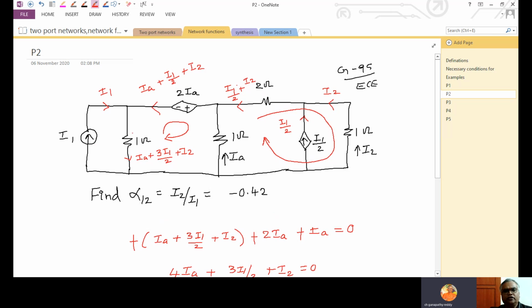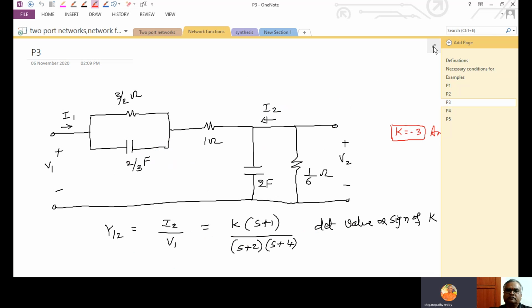So like this, any question they can ask: I2 by I1, V2 by V1, V1 by I1, V2 by I2, and so on. So any one of the network functions they can ask.